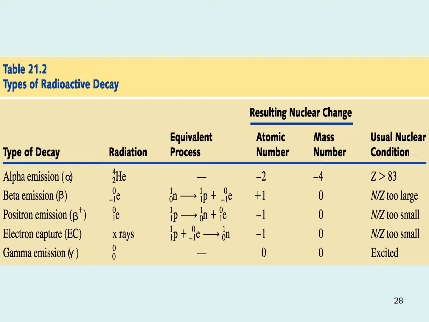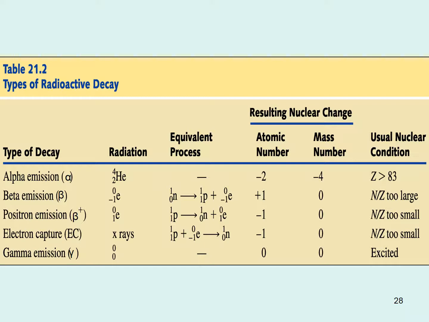You can see the resulting nuclear change. For an alpha emission, the atomic number will go down by 2 and the mass number will go down by 4. In beta emission, the atomic number will go up by 1, but the mass number doesn't change. For both positron emission and electron capture, the atomic number will go down by 1 and the mass doesn't change. And then for gamma emission, neither atomic number nor mass number changes.